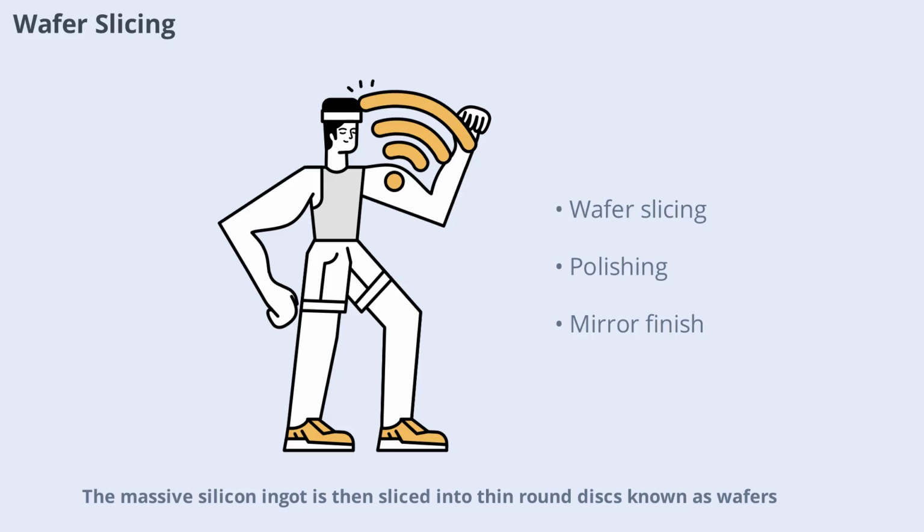The massive silicon ingot is then sliced into thin, round discs known as wafers. Precision saws are used to cut the ingot into wafers that are just a fraction of a millimeter thick. These wafers serve as the base on which microchips will be built. After slicing, the wafers are polished to a mirror-like finish, ensuring a flawless surface for the complex processes that follow.